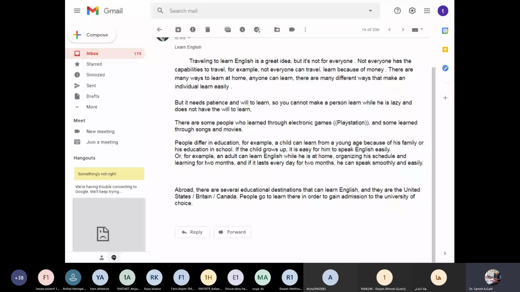Okay, let's finish with the introduction. The attention grabber here would be: traveling to learn English is a great idea, but not for everyone. See, the tension that we have in the sentence is in and of itself very appealing and very good. How come it's a good idea, but it's not for everyone? I like it. It grabs my attention, and it might with others, right? Also, talking about English is very appealing, right? So traveling to learn English is a great idea. This is a very good attention grabber, if you ask me.